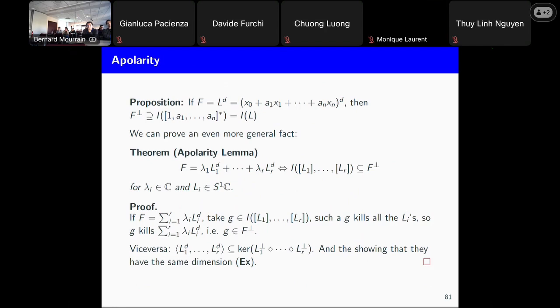We will have to compute f perp, and then we will have to find a way of finding an ideal of some points inside this guy. Okay, this has to be our strategy if this theorem is okay.